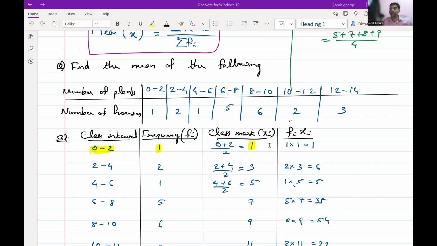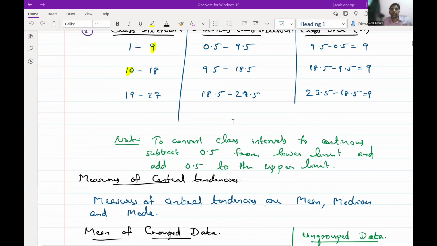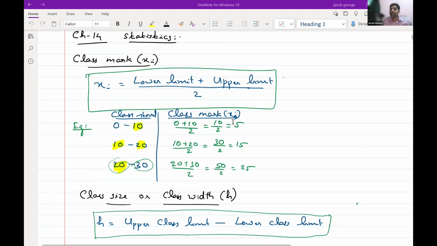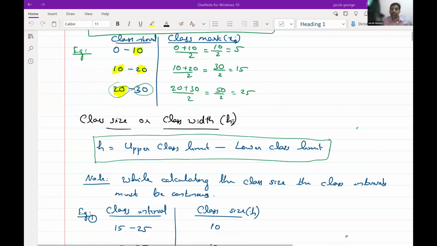How to find the middle value? You know, the middle value xi we can find out like this. In the beginning I had given a note. It is like this. Class mark xi is, can you see this, children? Lower limit plus upper limit by 2. This is the method of finding class mark. Lower limit plus upper limit by 2, we can find the class mark or the middle value of the class.